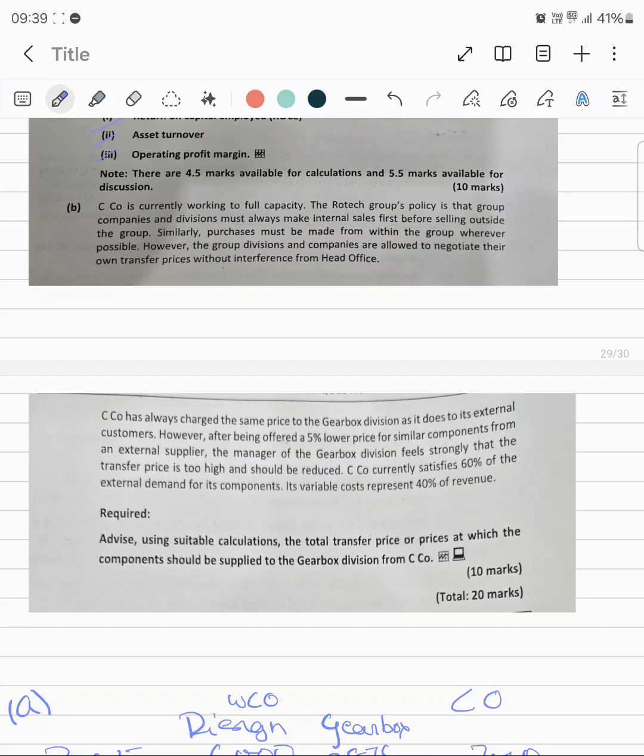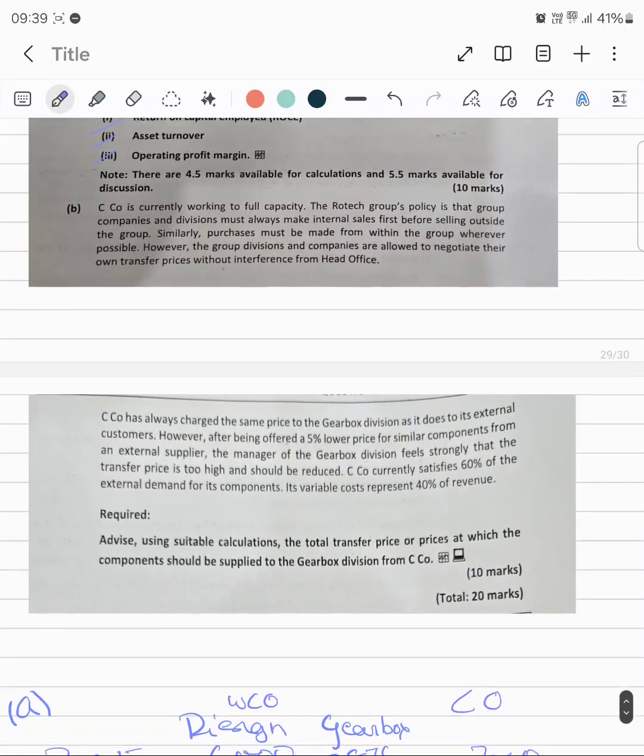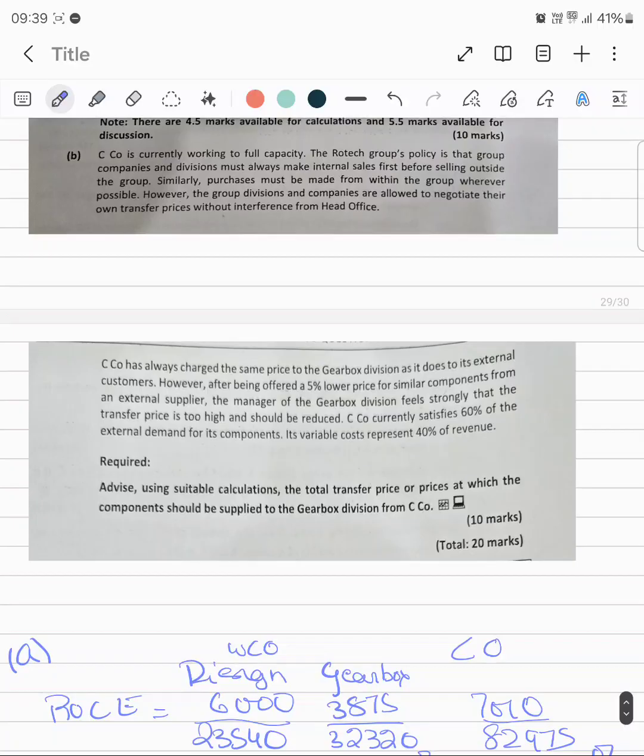So in B part, it's basically saying that the division which is transferring its units to another division. C company has always charged the same price to the gearbox division as it does to its external customers. So basically in this, C company is transferring to the gearbox division. So what we need to do is calculate the transfer price over here.